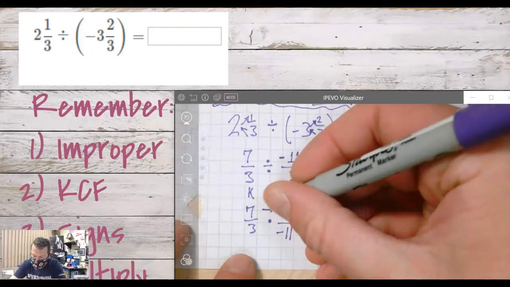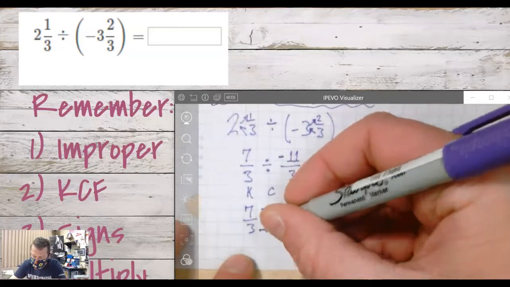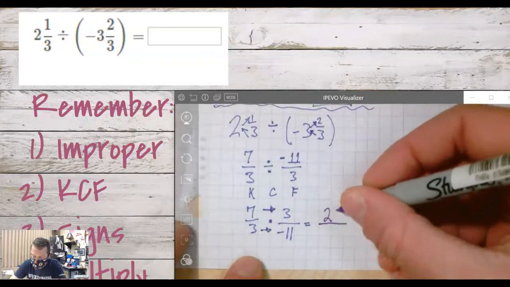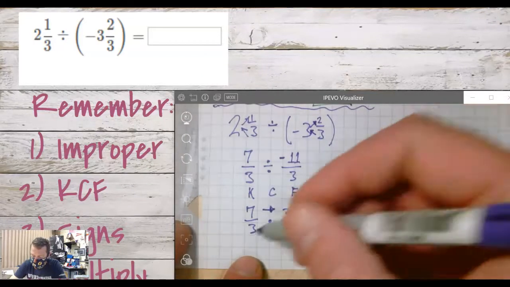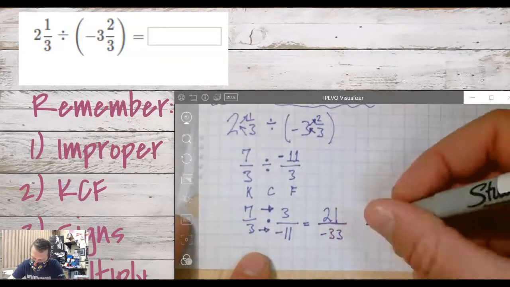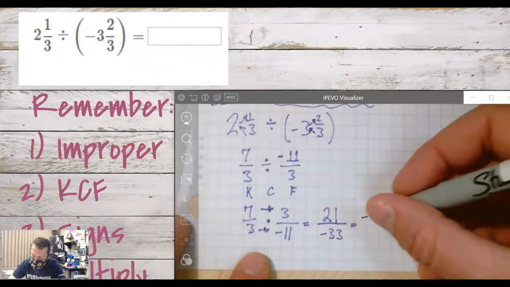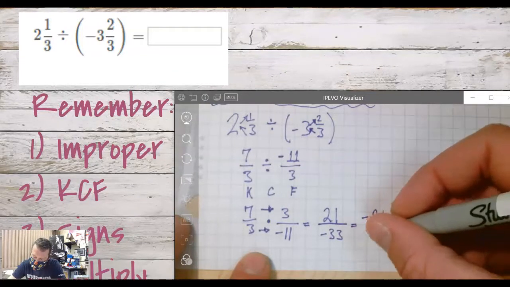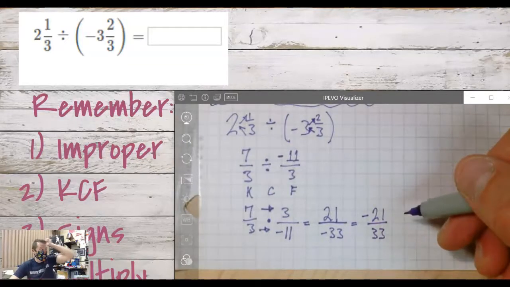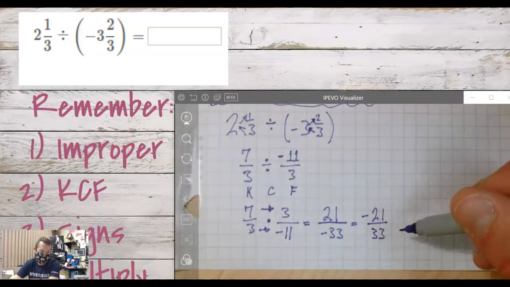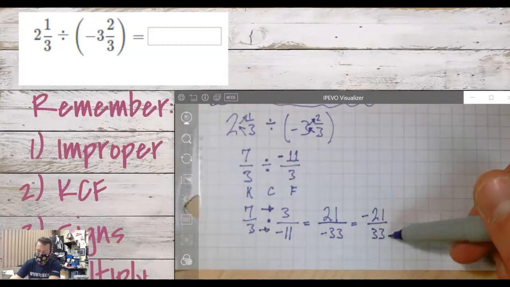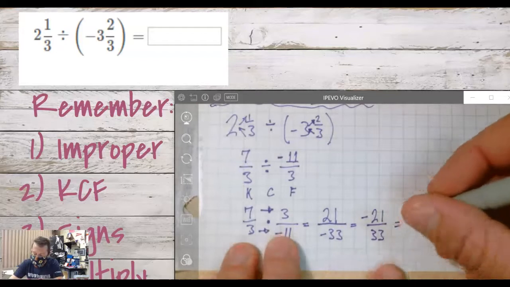So if we multiply straight across the numerator and multiply straight across the denominator, 7 times 3, 21. 3 times 11, negative 33. First thing I'm going to do is move my negative to the top so that we could actually read this. Great, so now we could read this as negative 21/33. I know it still sounds weird to say. Negative 21/33, but we need to check for if we can reduce.